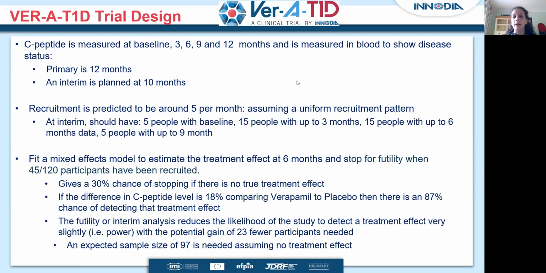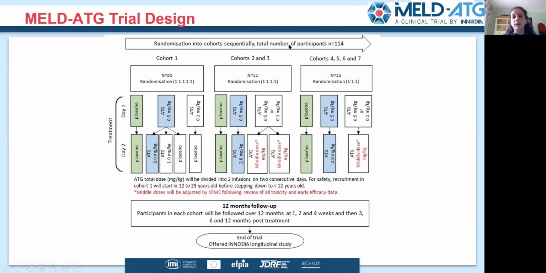And our power, again, is the likelihood of the study to detect a treatment effect if there is one. However, the potential gain of including this interim or futility analysis is that we may need 23 fewer participants recruited to the trial. And indeed, if there is no treatment effect, we would need only 97 patients to actually show that. So the second adaptive trial to discuss in the INNODIA consortium is the MELD ATG trial.